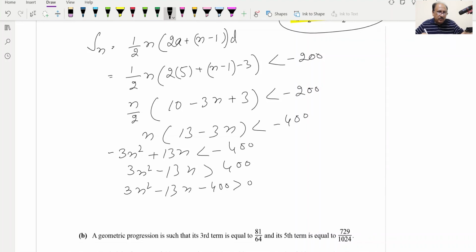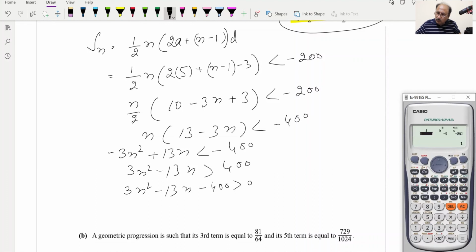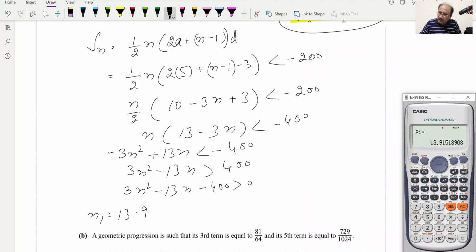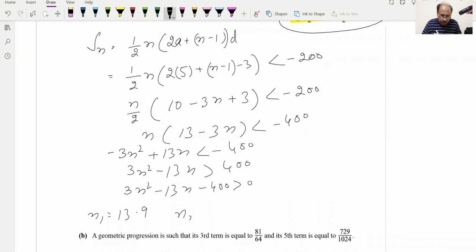Now what we can do is solve this quadratic equation. Basically we have already taken this, so the coefficient of n square is 3, the coefficient of n is minus 13, and the constant is minus 400, and we will get n1 value equal to 13.9, and the second value will be minus 9.58. So n2 is equal to minus 9.58.